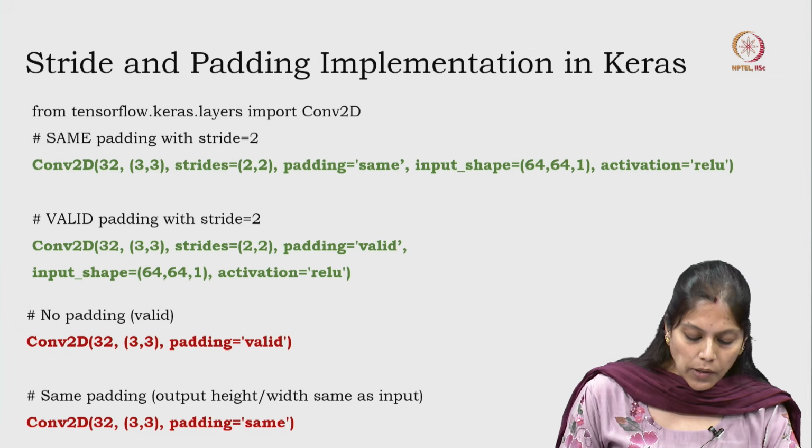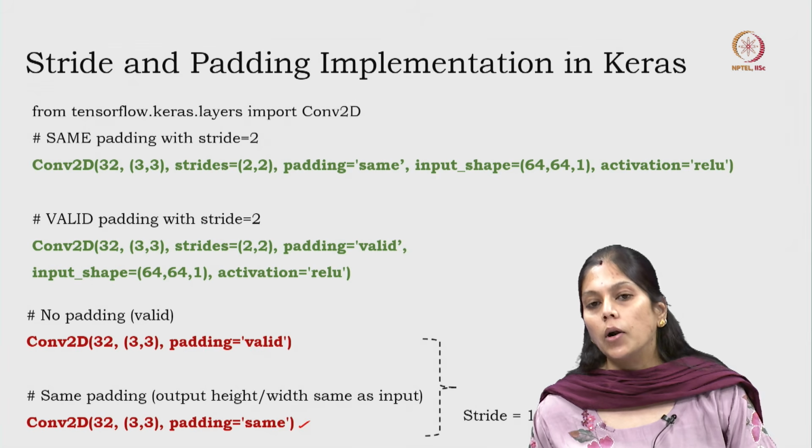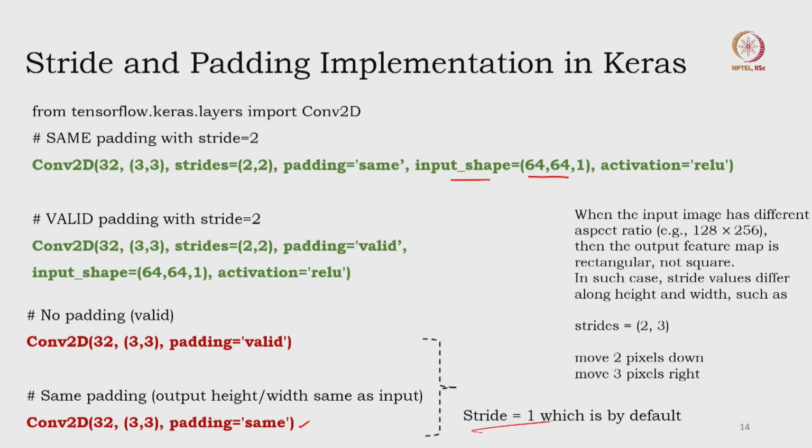Now, if you see, stride is not mentioned. If a stride is not mentioned, by default the stride value will be 1. One more important aspect to consider here is that the input is 64, which means it is a perfect square matrix. But in a real application, you may have an input image of a different aspect ratio. What do you mean by this? You can even have an image of rectangular shape.